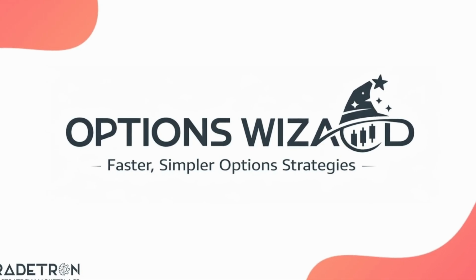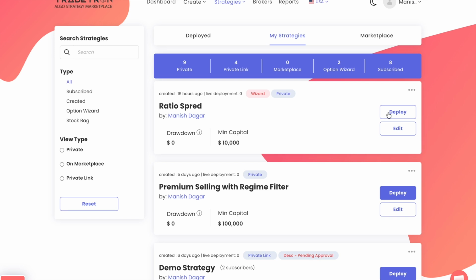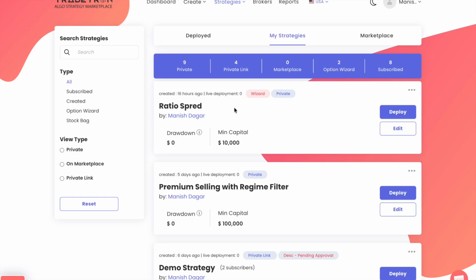Hey everyone, let's deploy the strategy and understand how to forward test it. First, click on Deploy and select Paper Trade. This allows you to test the strategy without using any real capital.